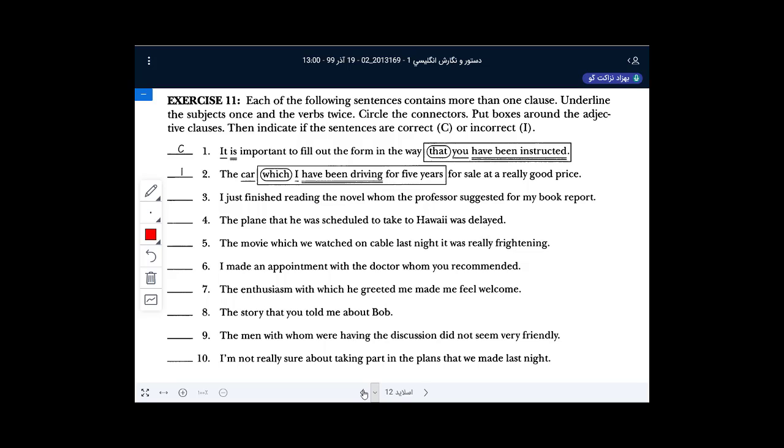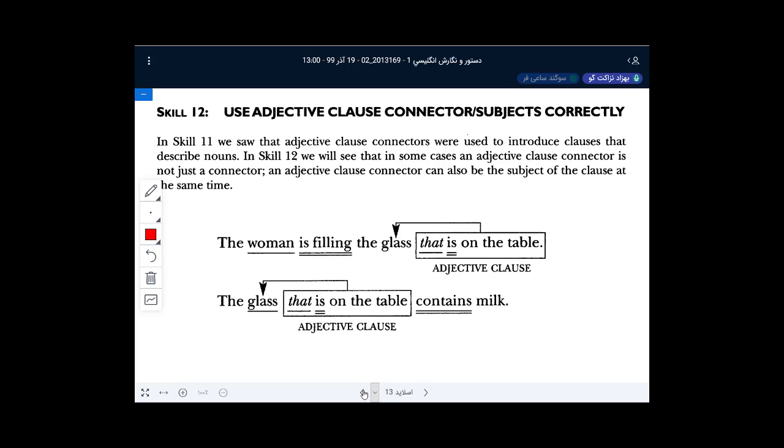Next one. I'm not really sure about taking part in the plans that we made last night. It's correct. Excellent. Thank you so much, Sogand. Sogand, would you like to read the next parts?